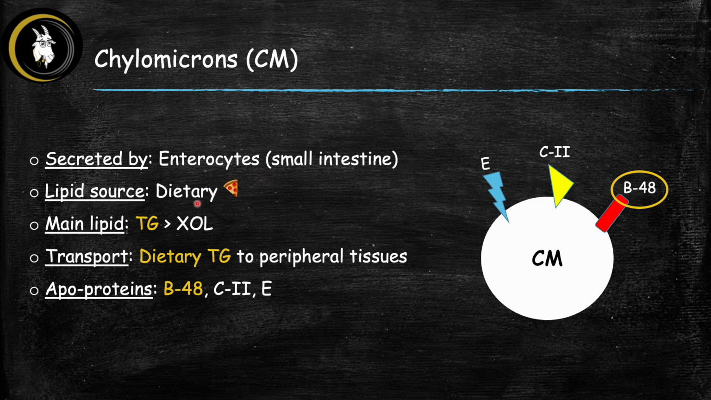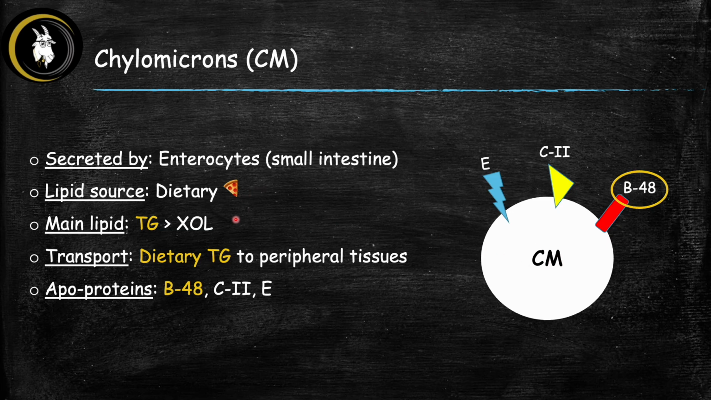And so the source of the lipids here are going to be food in the diet. So basically what's going to happen is that, let's say you eat a slice of pizza, it's got lots of lipids. These lipids are going to get broken down, digested in the GI tract. And then these lipids are going to get absorbed into those enterocytes. And then inside of them, they're going to get packaged into these chylomicrons right here.